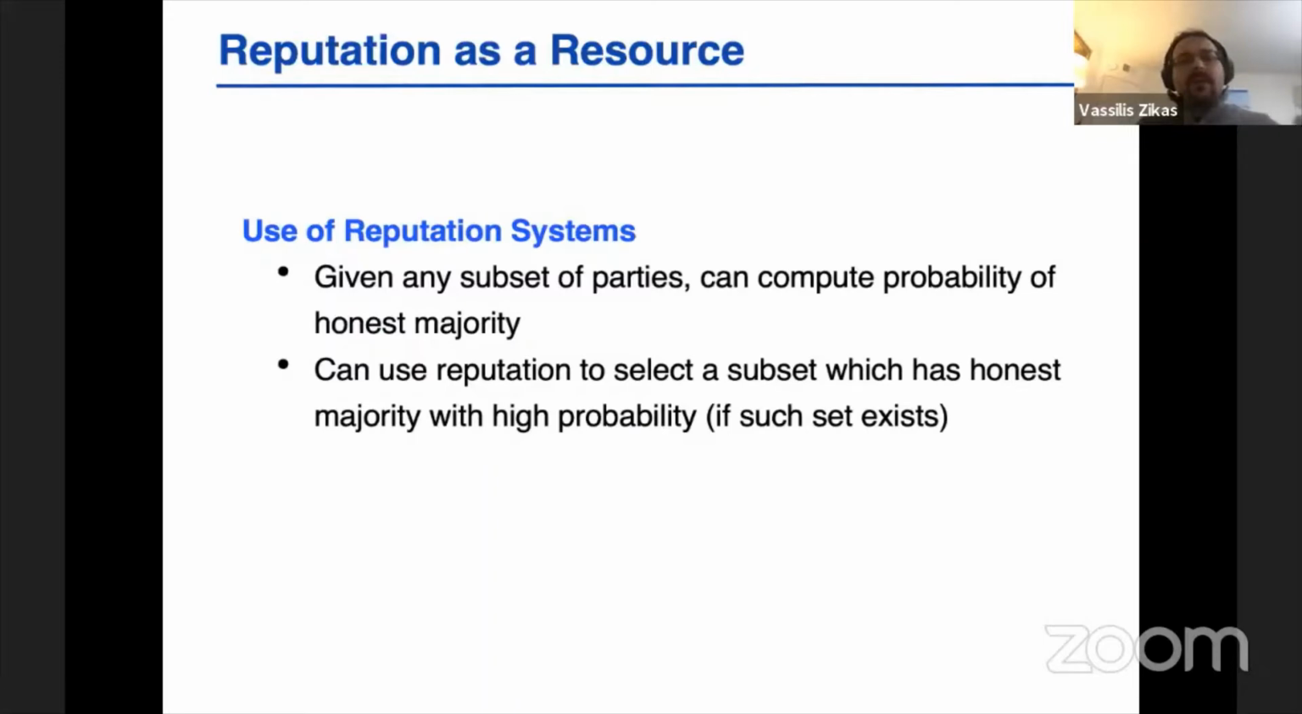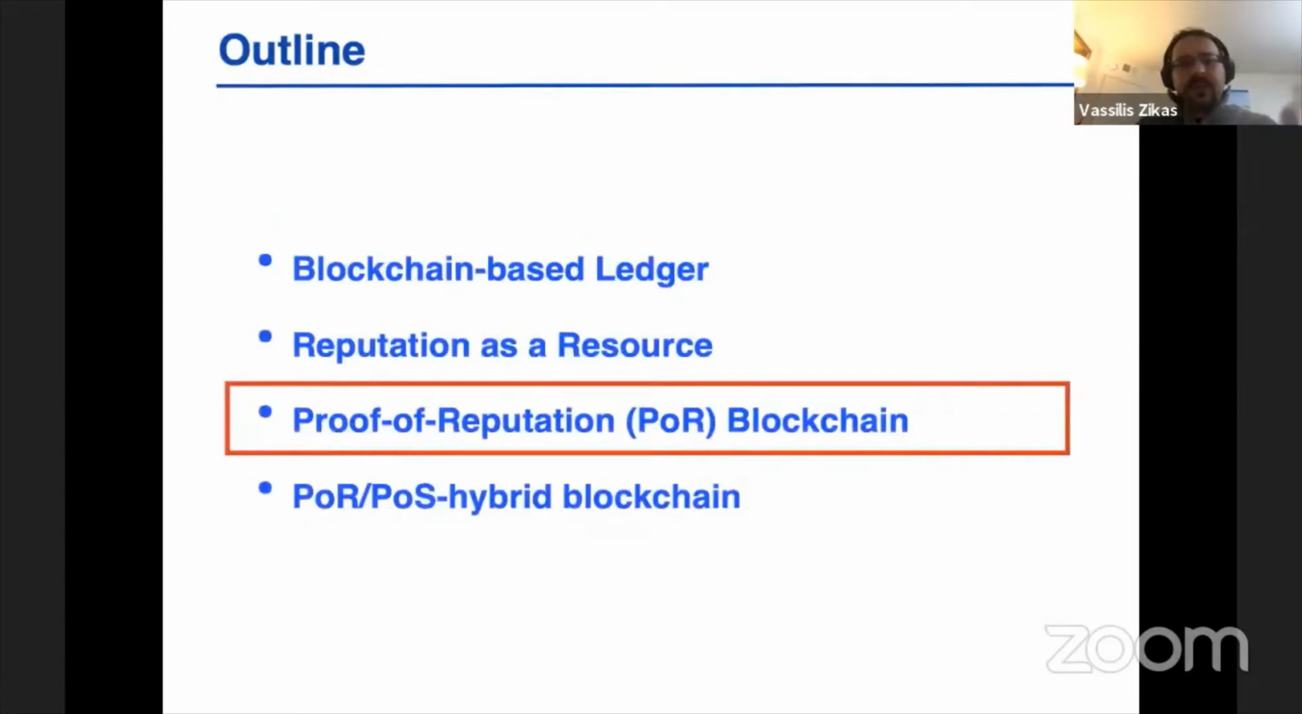Well, what we can do with it is, if anyone gives you a set, then you can decide what the probabilities are of this set, say, having an honest majority or having above some threshold. And even better, you can actually use the reputation to choose a set with this property, whenever possible. So that's what we're going to do here.